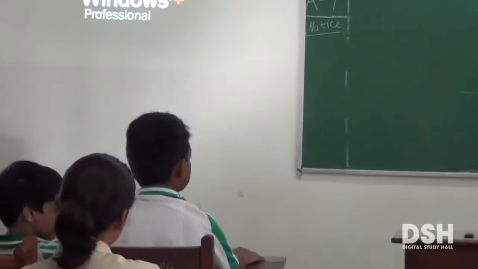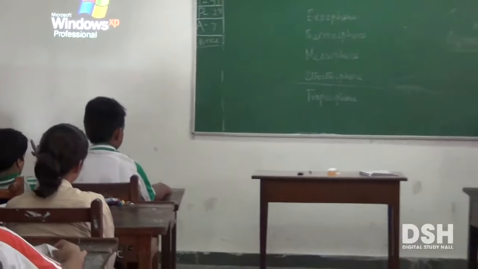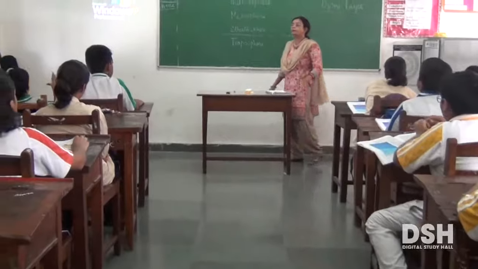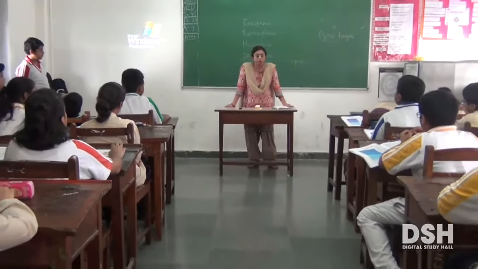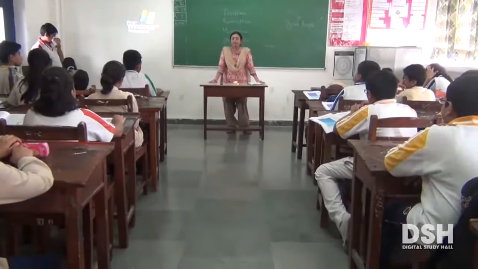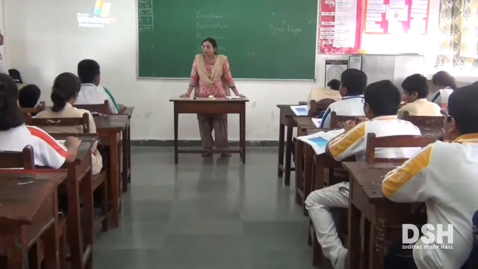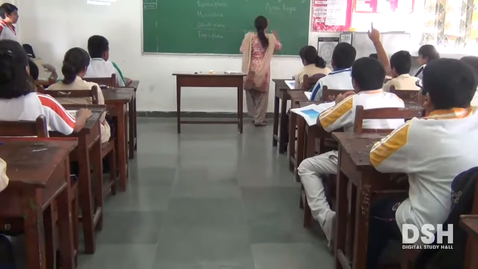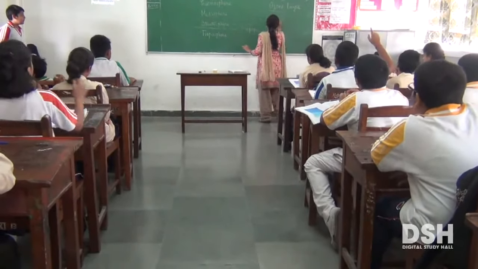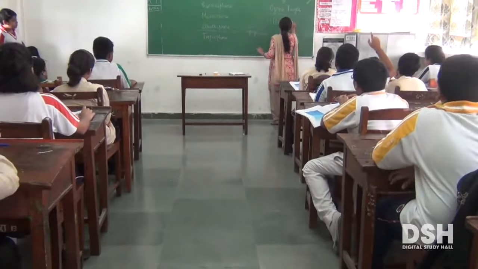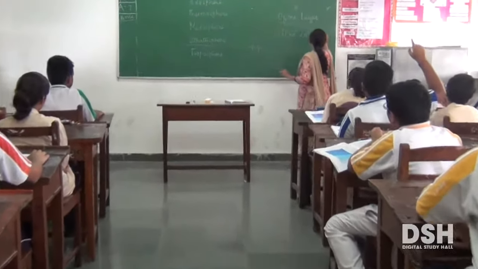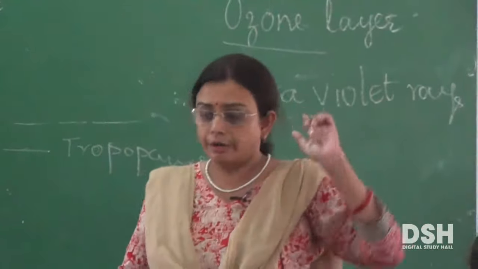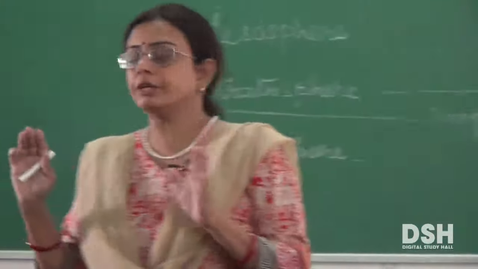It contains a gas that is known as ozone. Have you understood? It is an important gas for us, right? It protects us from some harmful rays that come from the sun. And what are these rays? Ultraviolet rays. Commonly you also call them UV rays. Are you clear?